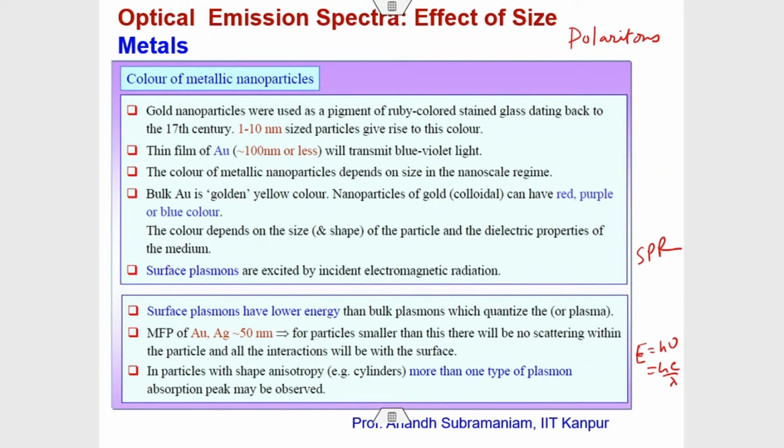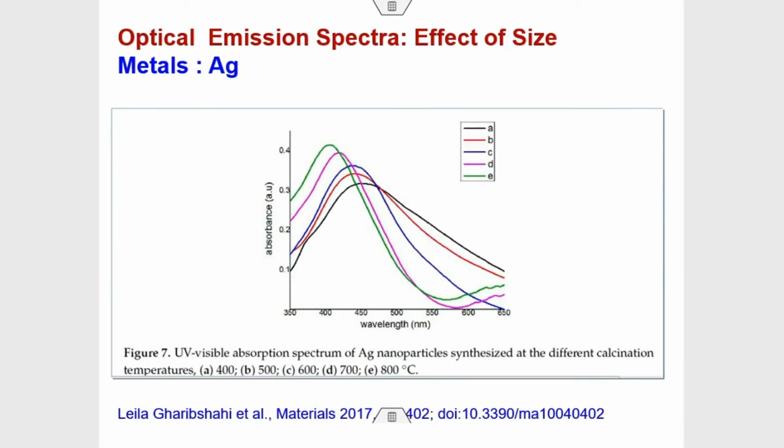Okay, another way to explain further what surface plasmon is, let me go to this picture. Before that, let me tell you that I will come back to it, don't worry. Many of the metals like silver and gold show surface plasmon resonance, or these kinds of optical emission spectra. As you see here, these are shown at different temperatures for silver: 400, 500, 600, 700, 800. A stands for 400 and E stands for 800 degrees Celsius, and the peak shifts to lower wavelengths as the temperature increases, correct.